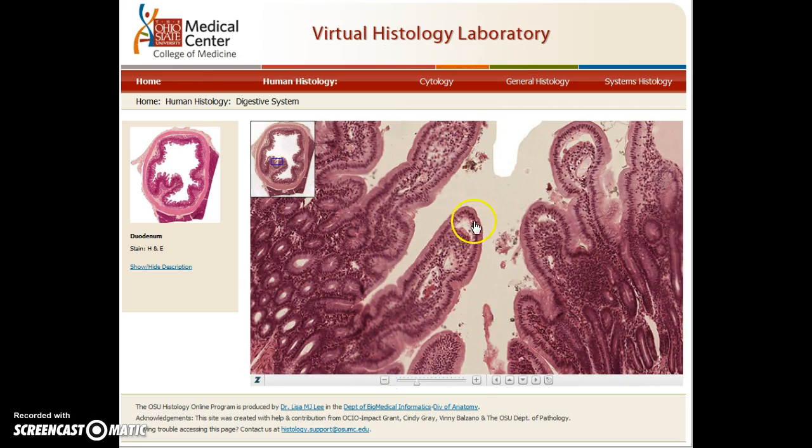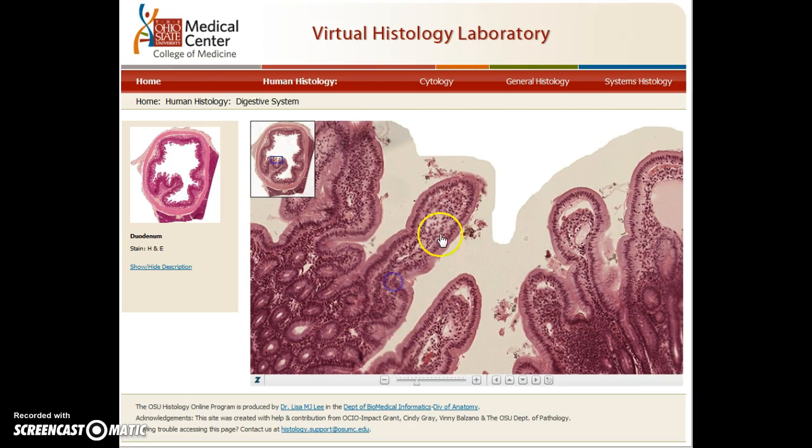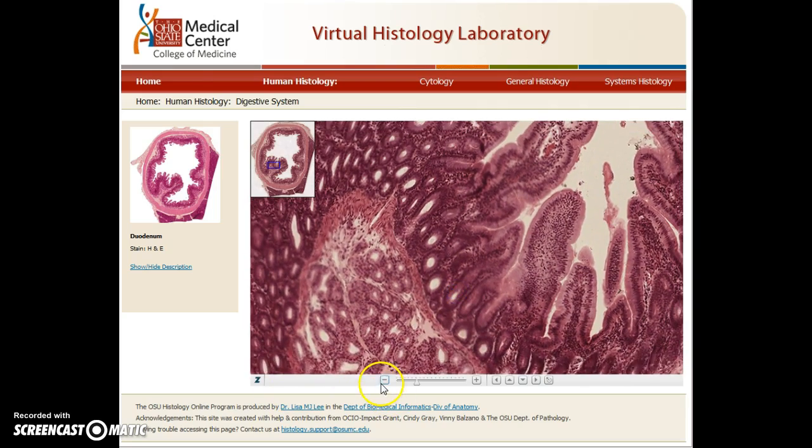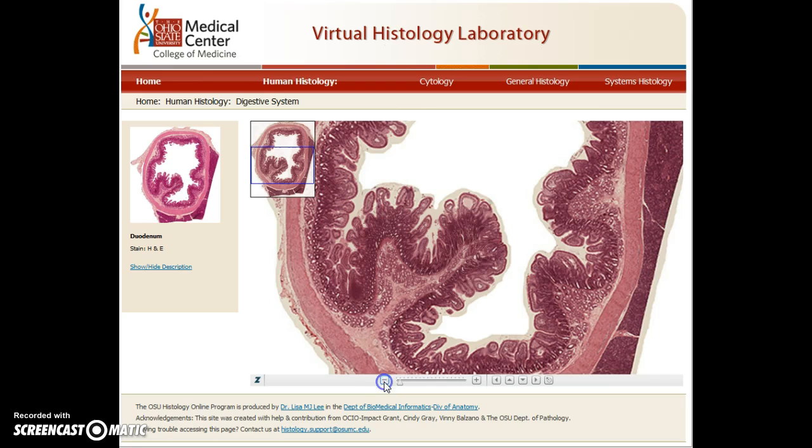Since this is one villus right here, I should have a lacteal in the middle, and it's kind of this white area at the center of these villi. You'll see a lacteal. And as I go here, let's talk about the layers here real quick. I'll zoom out again.